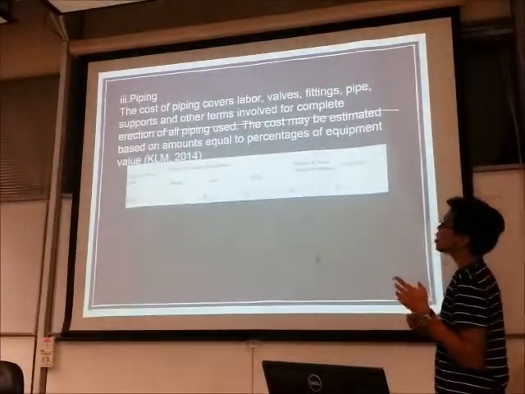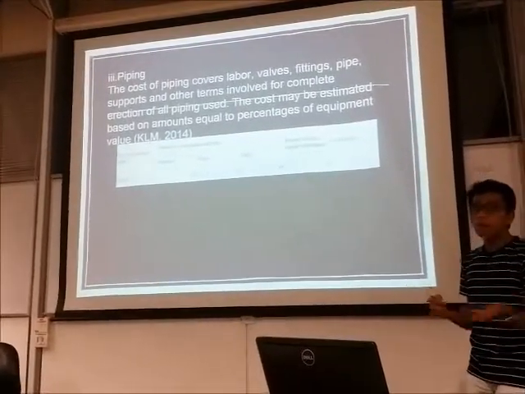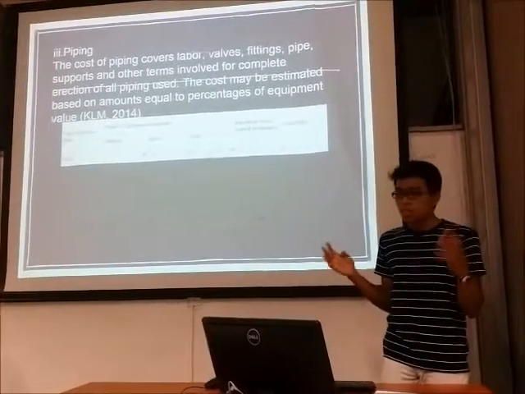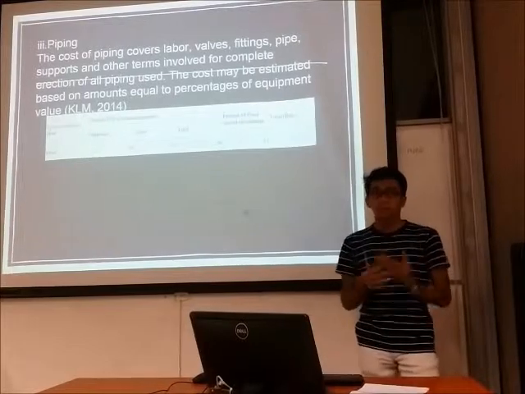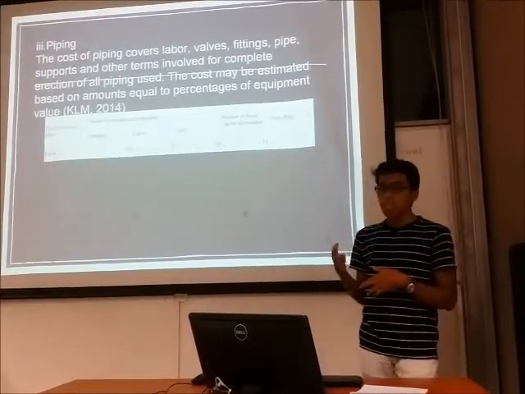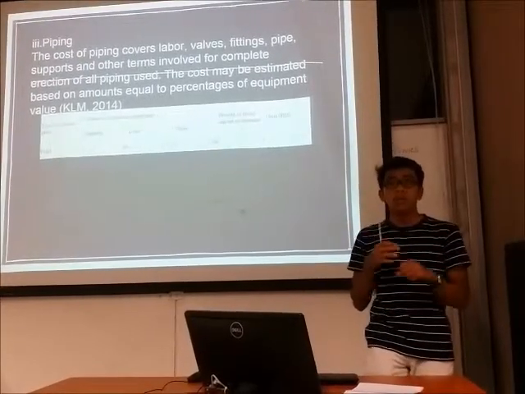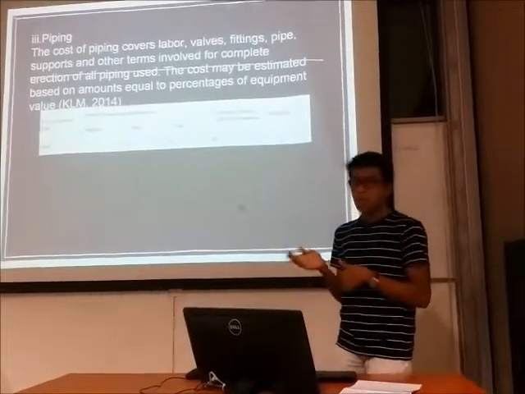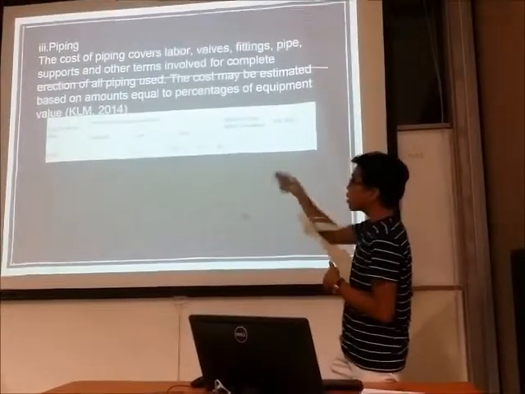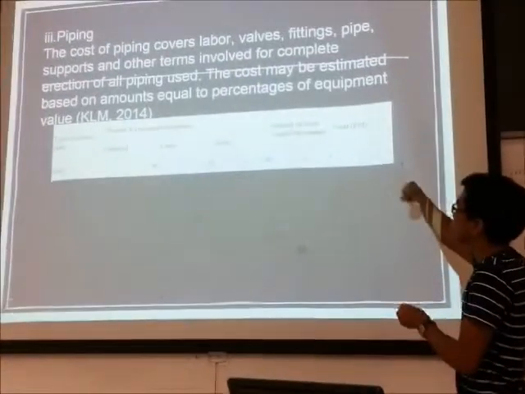Next, we go to the piping part, which is the cost of piping covering labor, and then valves and fittings and pipe support and other items. Okay, for complete erection of all piping used, the cost may be estimated based on an amount equal to percentages of equipment value. This is based on one of the journals that I have read, which is KLM 2014. So piping around feet. These are the figures that we use.